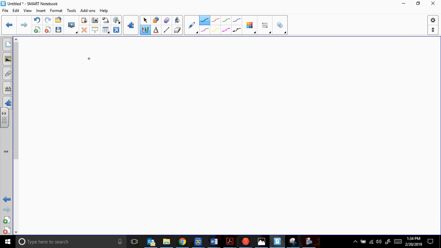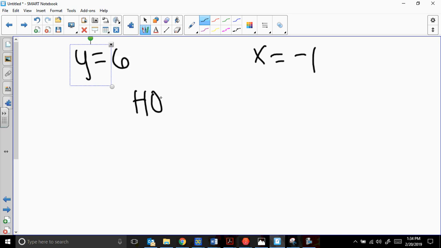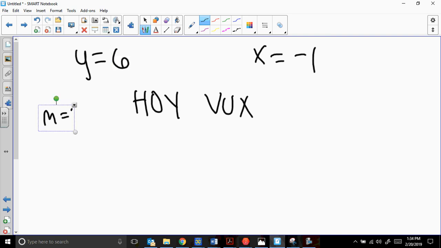And one more example. What if I had the equation of the line y equals 6, and then what if I had the equation x is equal to negative 1? We need to figure this out. So y equals 6, if we remember our Hoy-Bucks, an equation that's just y equals has a 0 slope. So this one has a slope of 0, and this one has a slope that is undefined.